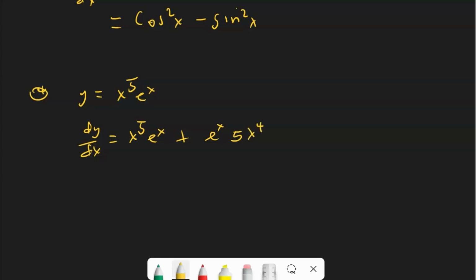Now we can simplify this, factorizing e exponent x out, which is e exponent x multiplying x exponent 5 plus 5x exponent 4. We can equally factorize x exponent 4 out, so we have x exponent 4 e to the x multiplying x plus 5 as our final result. This is how you differentiate product of two functions.